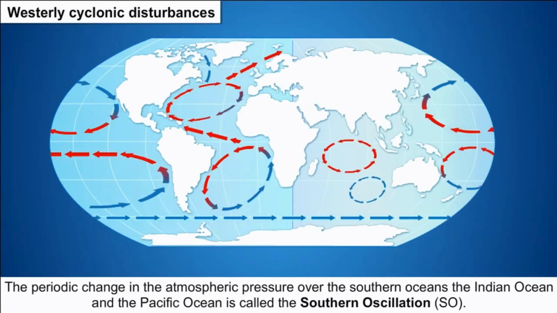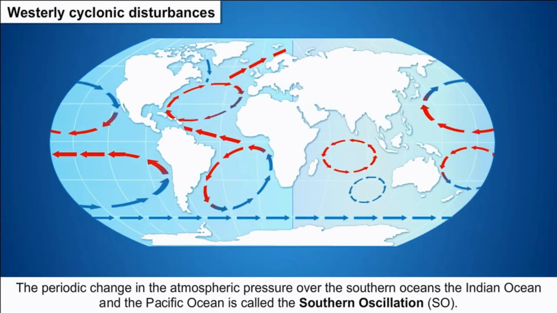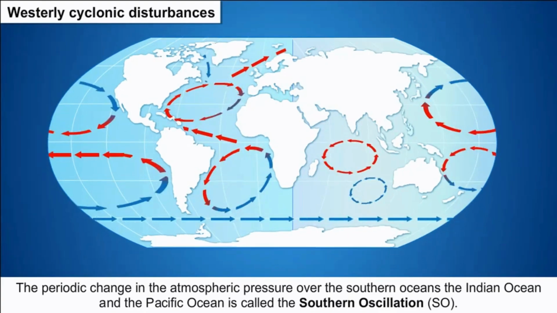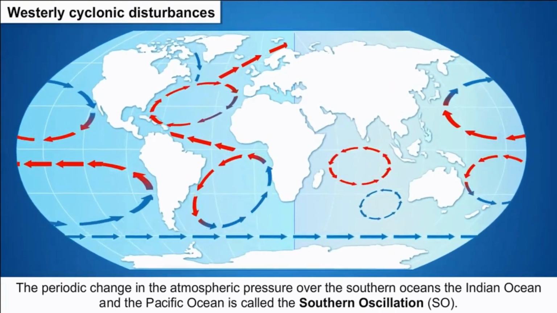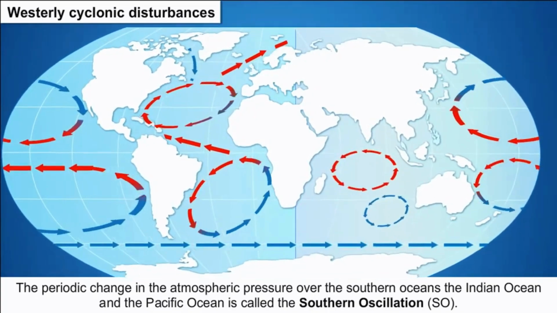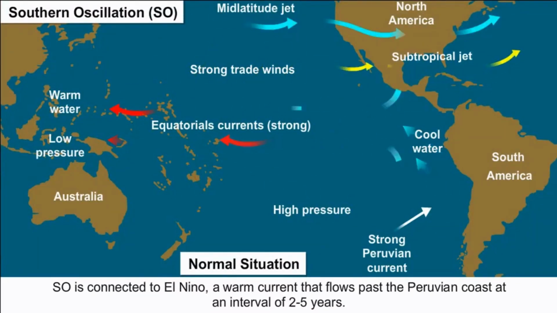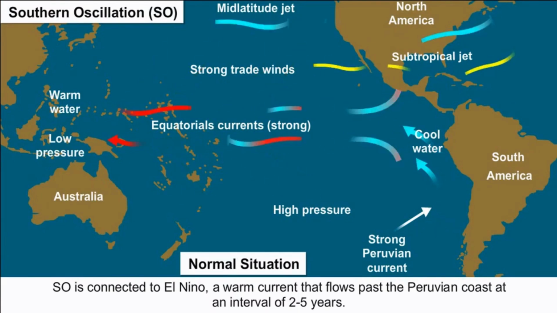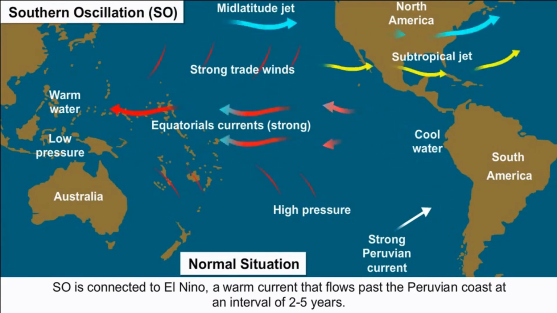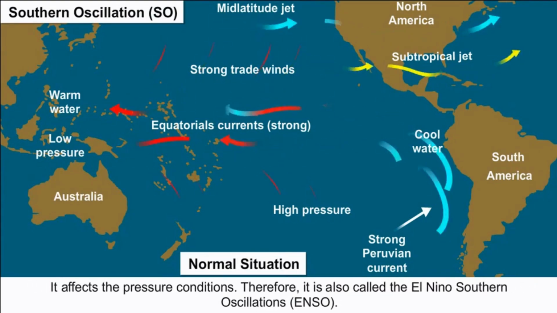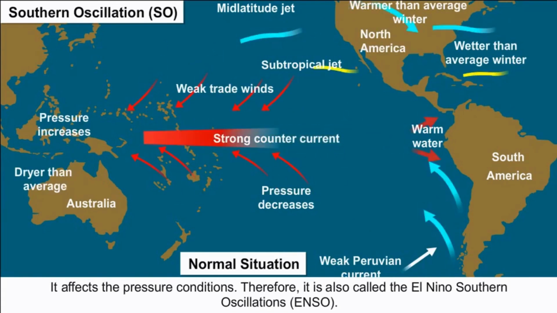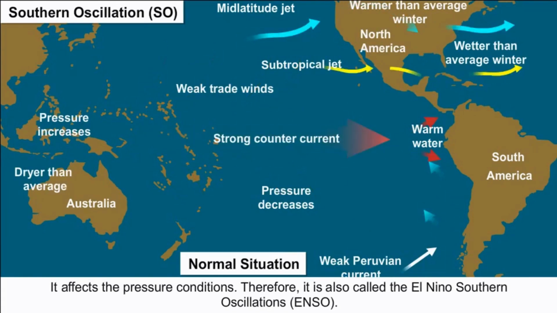The periodic change in the atmospheric pressure over the southern oceans, the Indian Ocean and the Pacific Ocean is called the Southern Oscillation, or SO. SO is connected to El Nino, a warm current that flows past the Peruvian coast at an interval of 2 to 5 years. It affects the pressure conditions. Therefore, it is also called the El Nino Southern Oscillation, or ENSO.